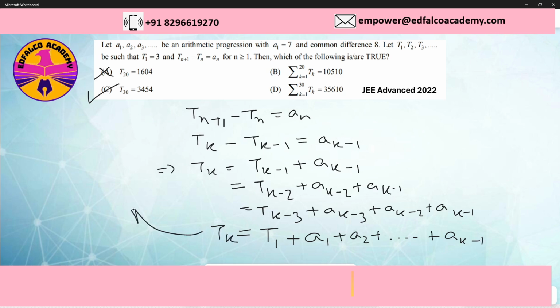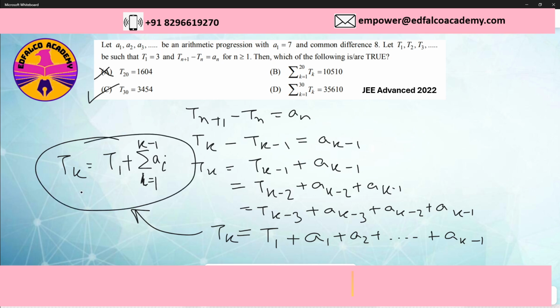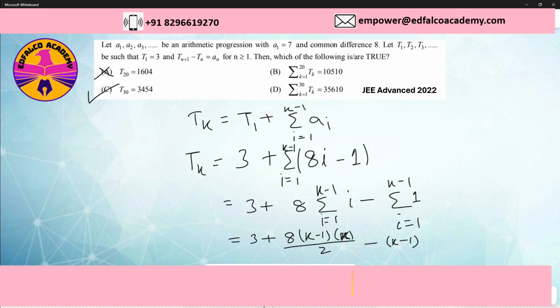So that means this expression is nothing but tk is equal to t1 plus the sum of all the ai terms from 1 to k minus 1, which is sigma of ai from i is equal to 1 till k minus 1. So this is the expression of your tk that we will get. With that expression of tk in hand, now it's a matter of solving it.